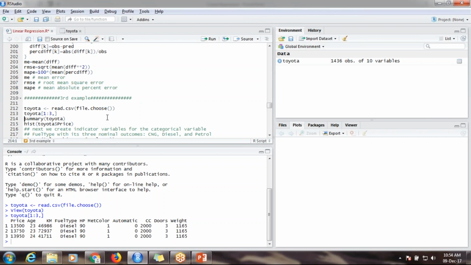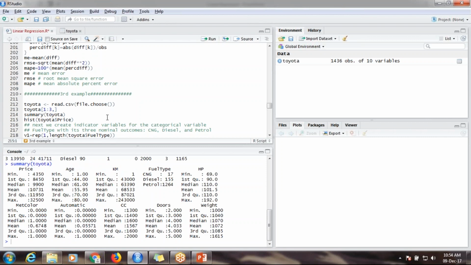So this is my data set. Let us check the summary and try to understand what is there. Price, my minimum price is 4,315 and it varies till 32,500. Age is between 1 to 80. Kilometer, minimum kilometer is 1, so it seems like a brand new car, and maximum is 2 lakh 43,000. Fuel type is mainly 3. Here I have CNG, diesel or petrol. Horsepower again, weight, doors and so on.